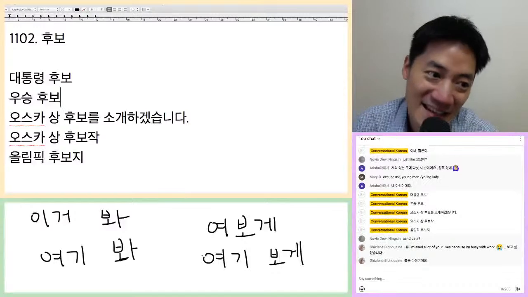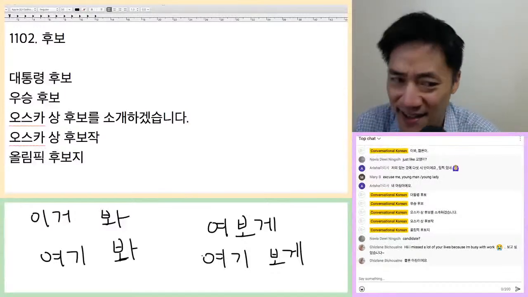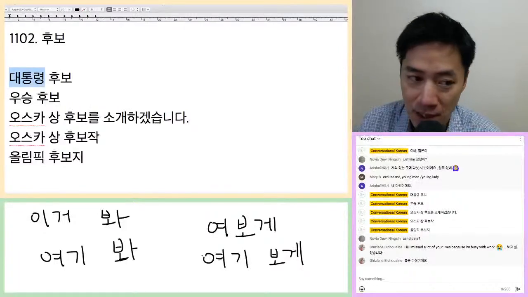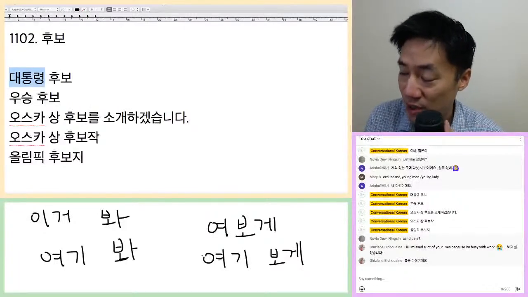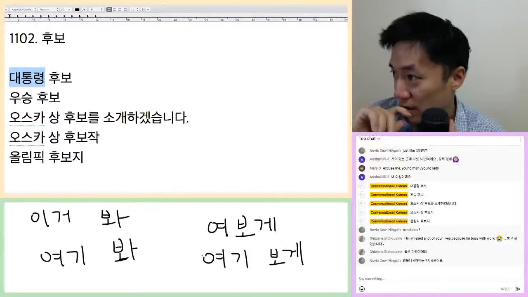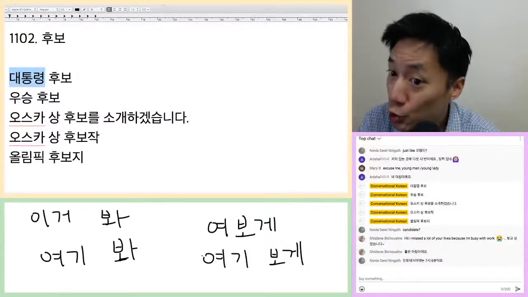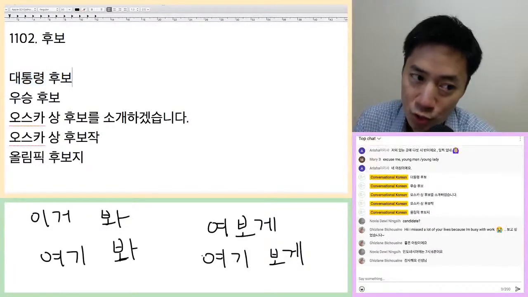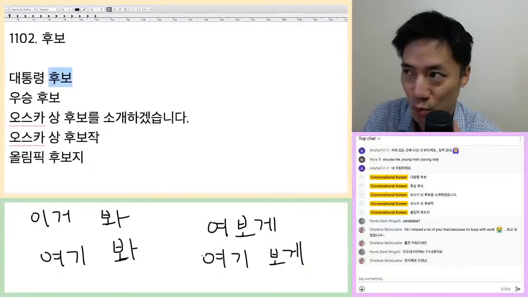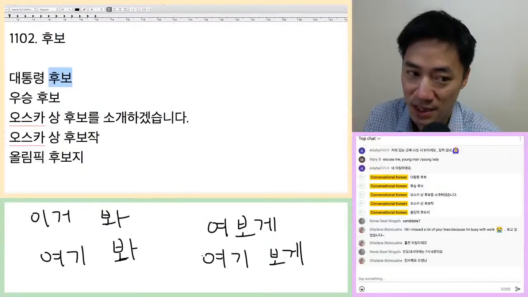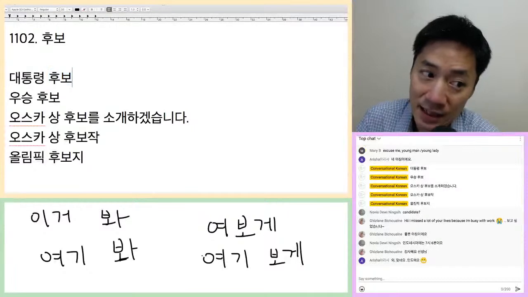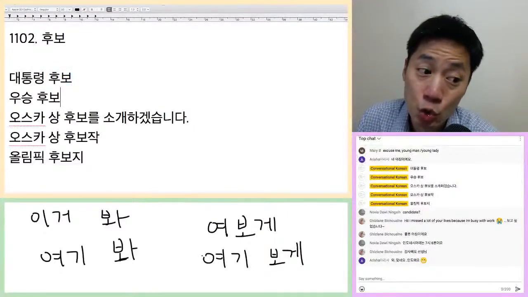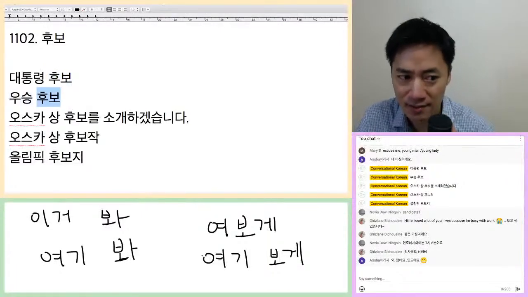반갑습니다. 네, 후보, candidate. Yeah, you can be like a candidate. Like 대통령 is president. When there's an election of a president, then there are 후보s, candidates. So 대통령 후보, who wants to be or is trying to be a president. Then 대통령 후보, 후보.